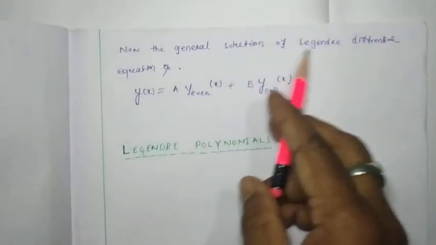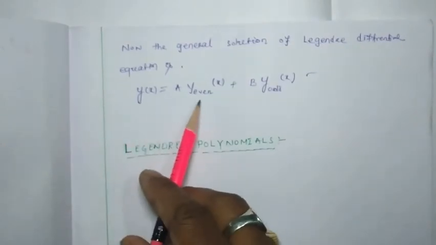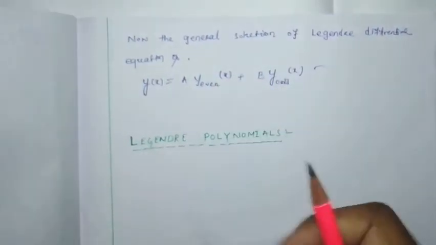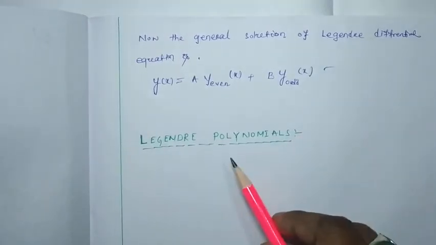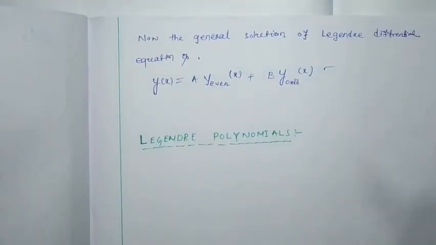So what will be the general solution of this Legendre equation? In general, the solution of the Legendre equation will be a into y even of x plus b into y odd of x. Next class we are going to discuss Legendre polynomial. Up to this much we have to stop over here.